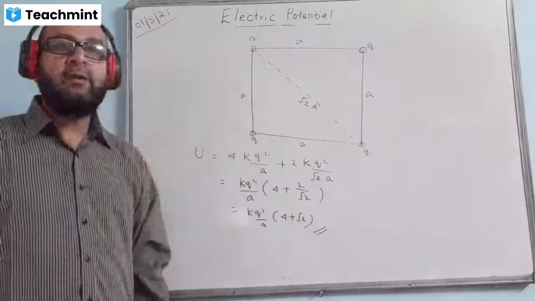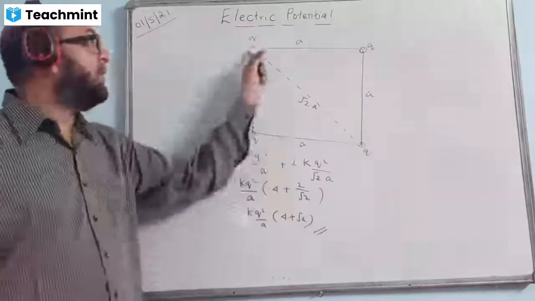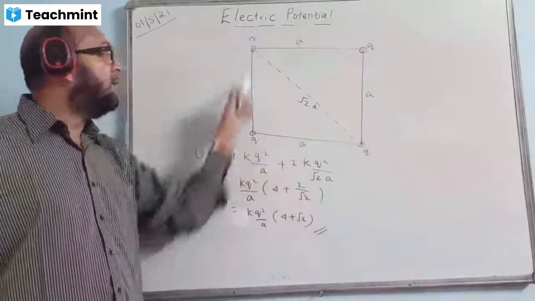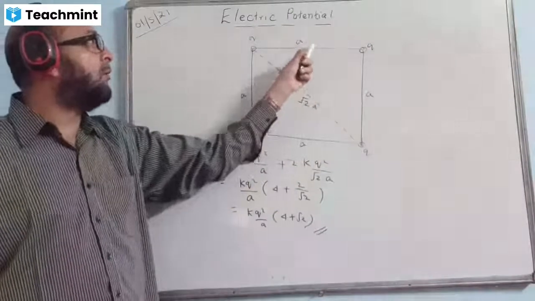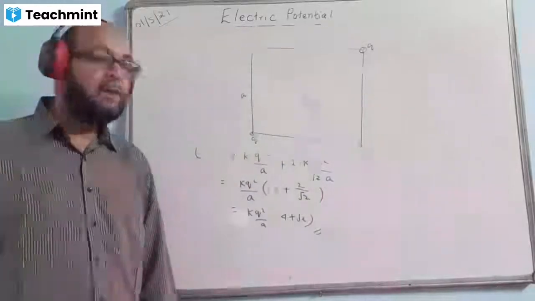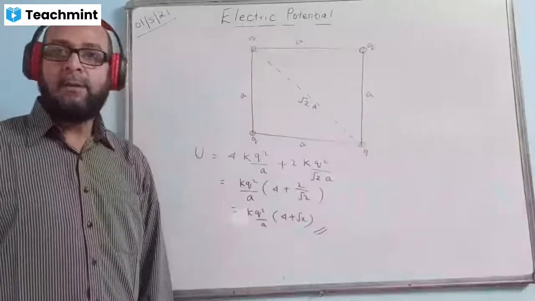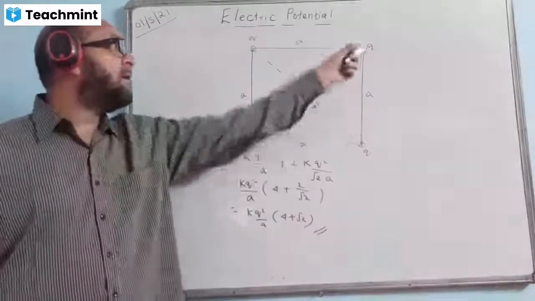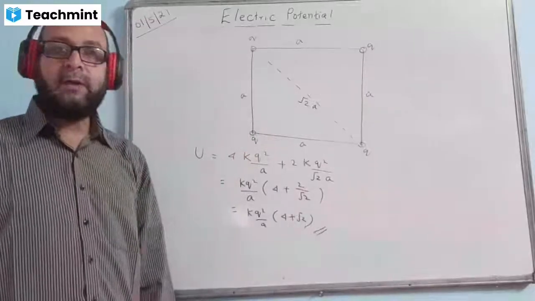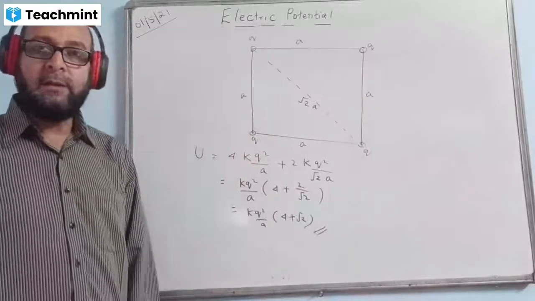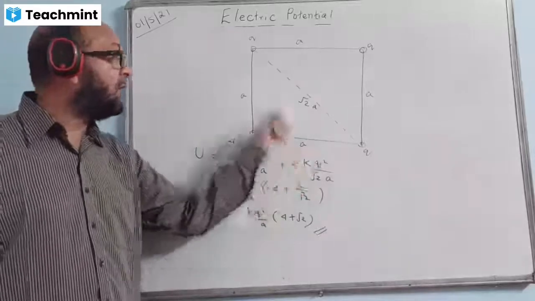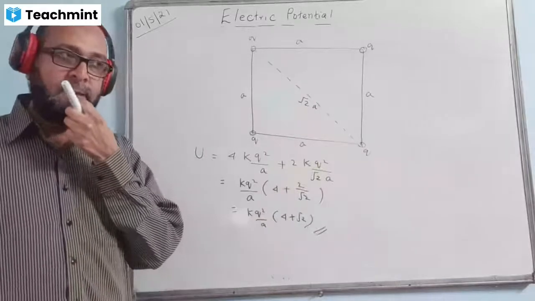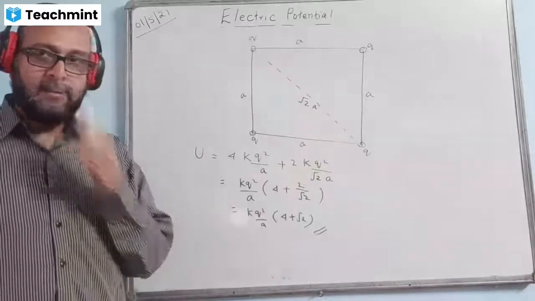The formula for potential energy is what? K Q1 Q2 by R, the distance. Between these two, K Q1 Q2 are equal, I'll multiply. What is the distance between them? A. All will be equal, 1, 2, 3, 4. All four sides will have the same potential energy, so I'm adding directly 4 times. Plus two diagonals, one diagonal and another diagonal. They also will have equal potential energy, but not equal to the potential energy of the side. That's why I'll do it separately: 2 K Q square by the distance, which is now root 2 A. So like that, a total of 6 potential energies are there, and we are adding them. Okay.